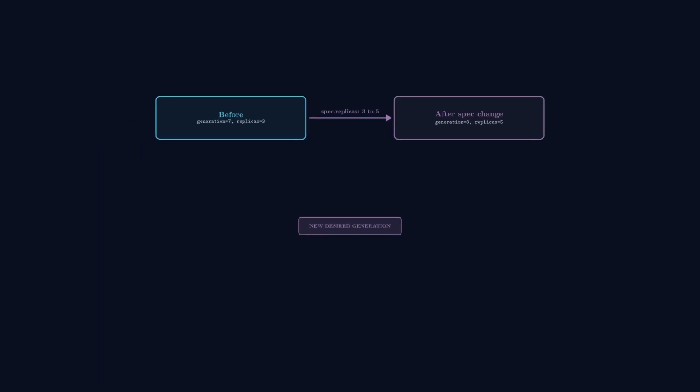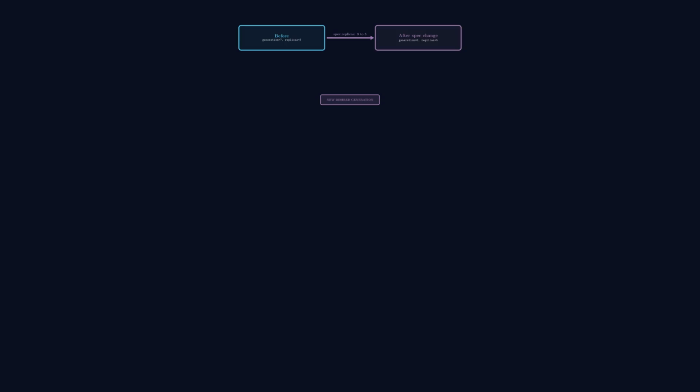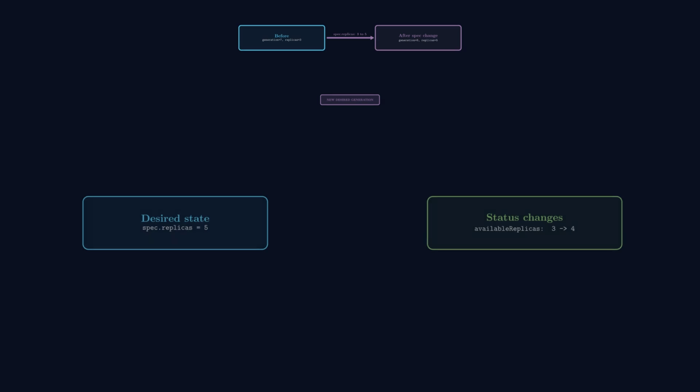After the scale request, the desired deployment says 5 replicas. While the rollout continues, the controller may update status from 3 available replicas to 4. That changes the stored deployment object, but it does not create a new desired state. So the resource version can change while generation stays at 8. This is why generation is different from resource version.